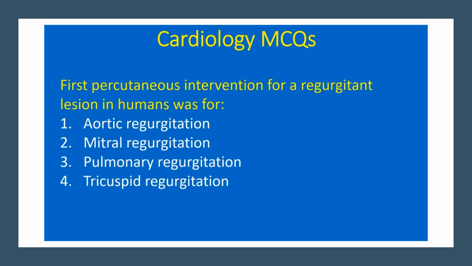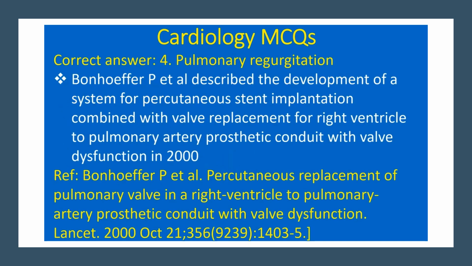First percutaneous intervention for a regurgitant lesion in humans was for 1. Aortic regurgitation, 2. Mitral regurgitation, 3. Pulmonary regurgitation, 4. Tricuspid regurgitation. Correct answer 3. Pulmonary regurgitation. Bonhoeffer and colleagues described the development of a system for percutaneous stent implantation combined with valve replacement for right ventricle to pulmonary artery prosthetic conduit with valve dysfunction in 2000.